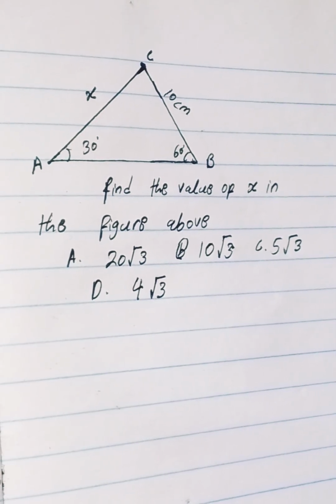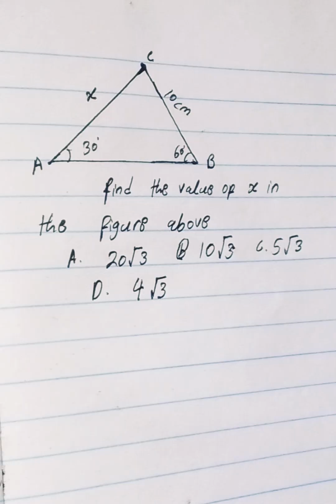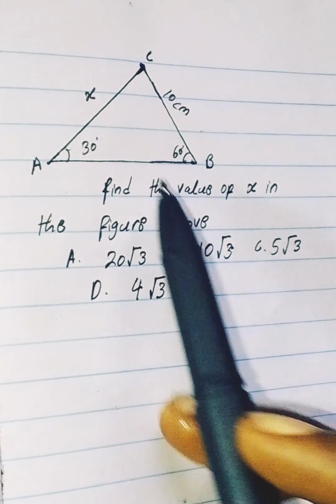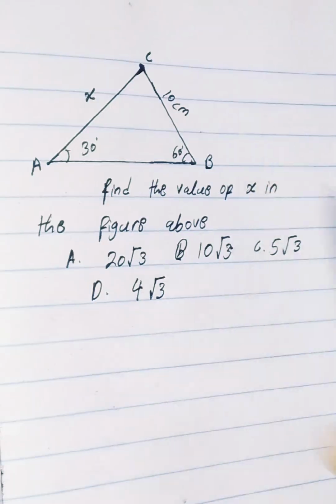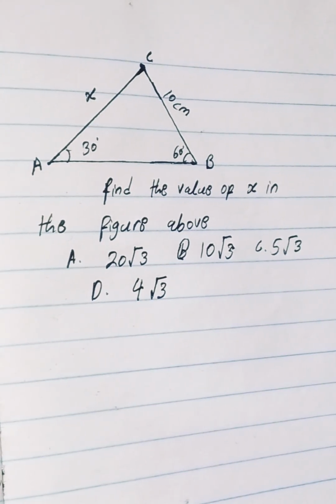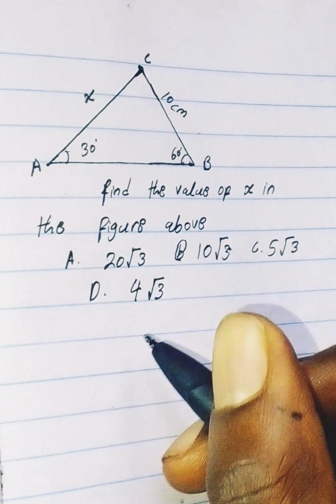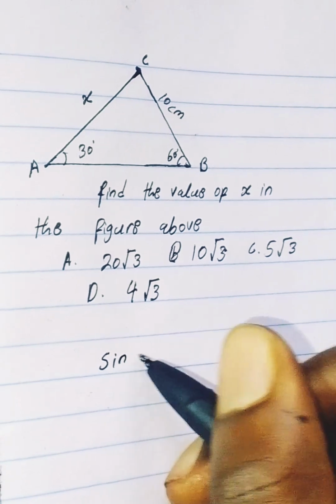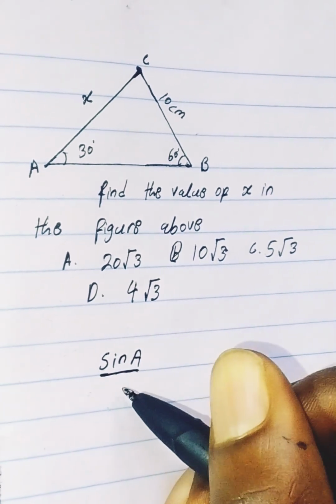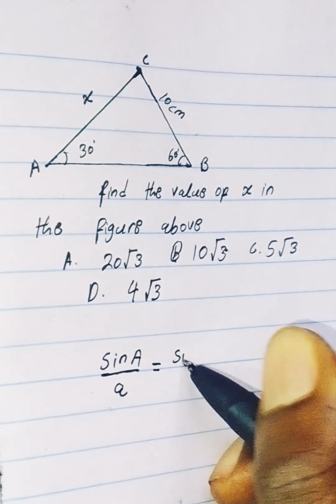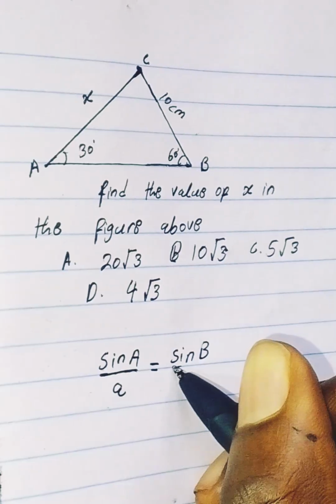We are going to be making use of what we call the sine rule, alright? Now sine rule can be used when we have two angles and one side, or two sides and one angle, alright? We can now say that we have how many angles here? Two angles, and we have one side here. So we are going to be making use of the sine rule. And how does the sine rule go? We have sine A over a, so that's the formula, equal to sine B over b.